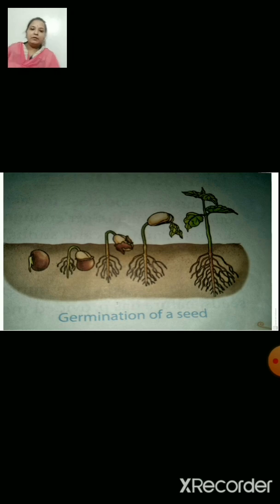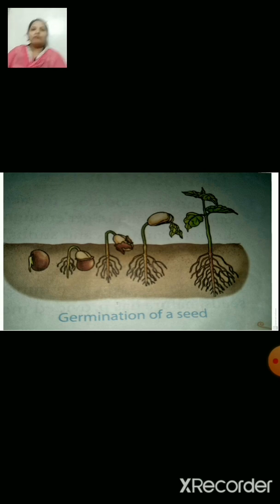So, can you see that first the root starts growing from the seed. The root part of the seed grows, then slowly the seed coat is removed. And from the seed, the root as well as the shoot grows. And ultimately, the seed is transformed into a new plant. That's how a seed germinates.